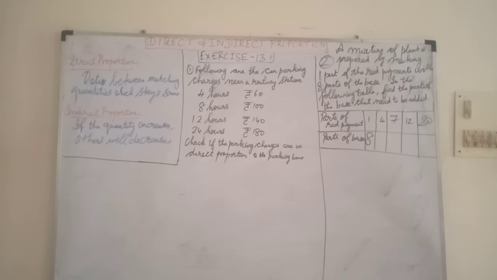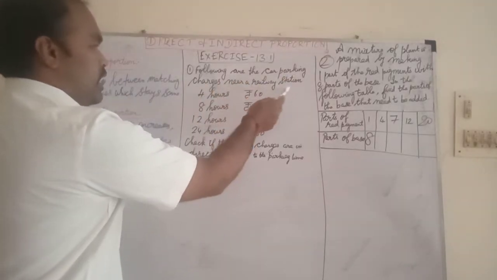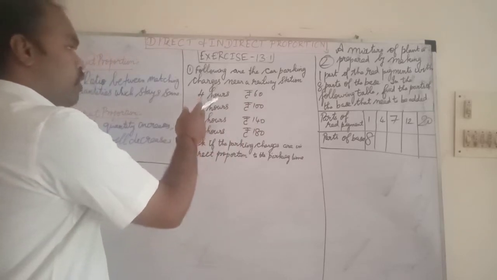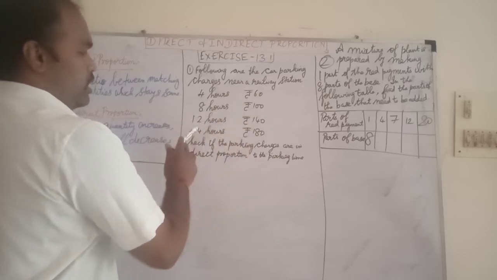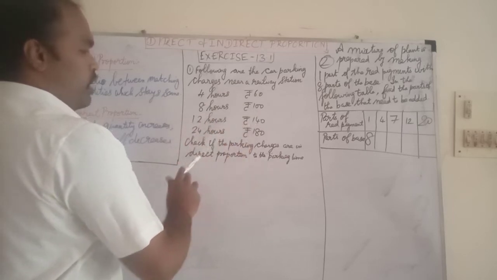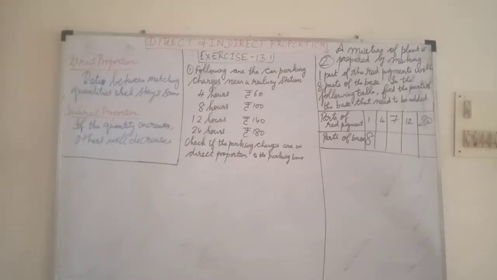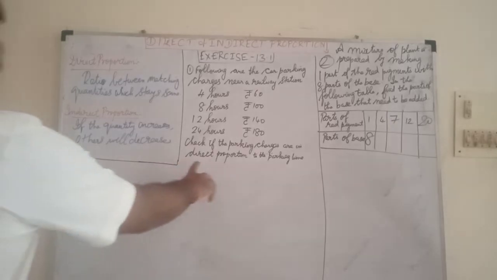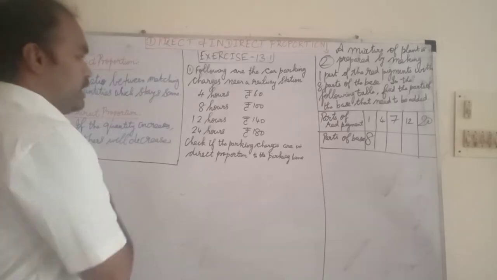The next thing is, the following are the car parking charges near a railway station. For 4 hours, rupees 60. For 8 hours, rupees 100. For 12 hours, rupees 140. For 24 hours, rupees 180. The question is: check if the parking charges are in direct proportion to the parking time.